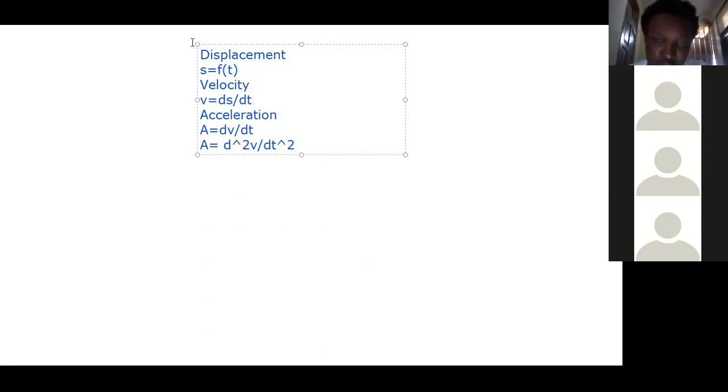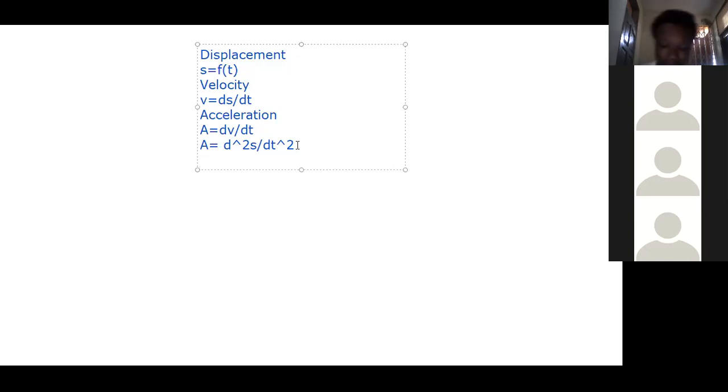Let me explain if you don't agree. When you differentiate s, you get velocity. When you differentiate velocity, you get acceleration. That means when you differentiate s twice, you also get acceleration. Please, are we there? Yes, sir. Okay, so basically that is it.